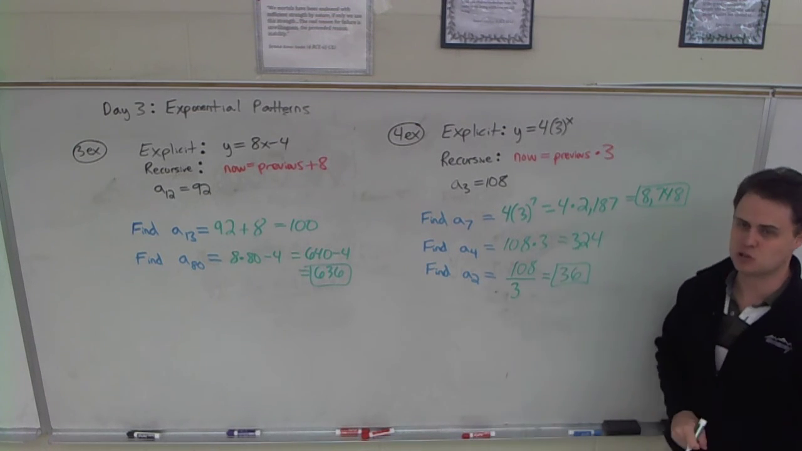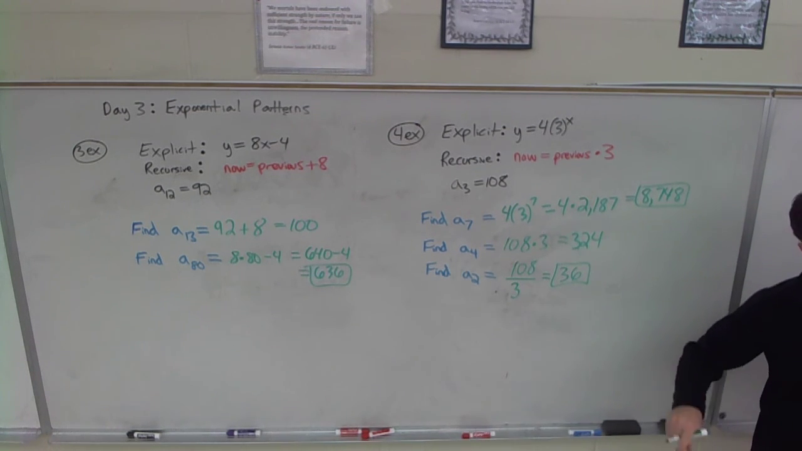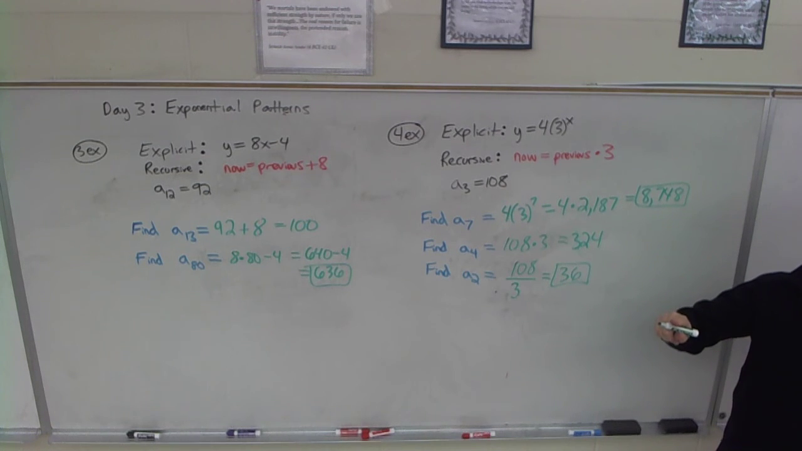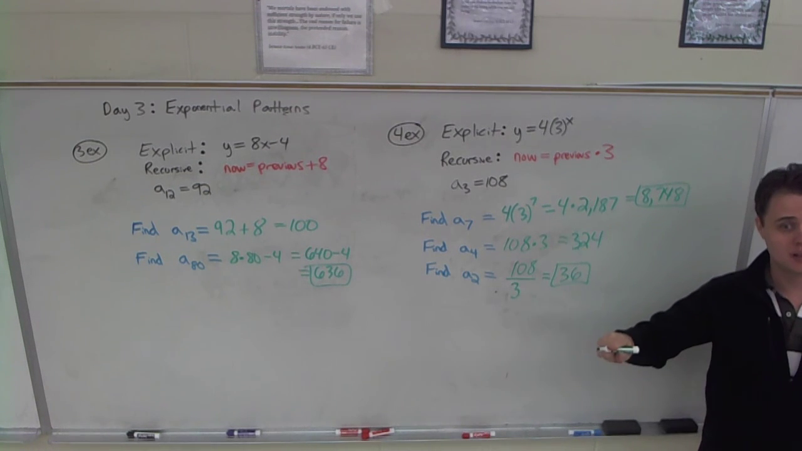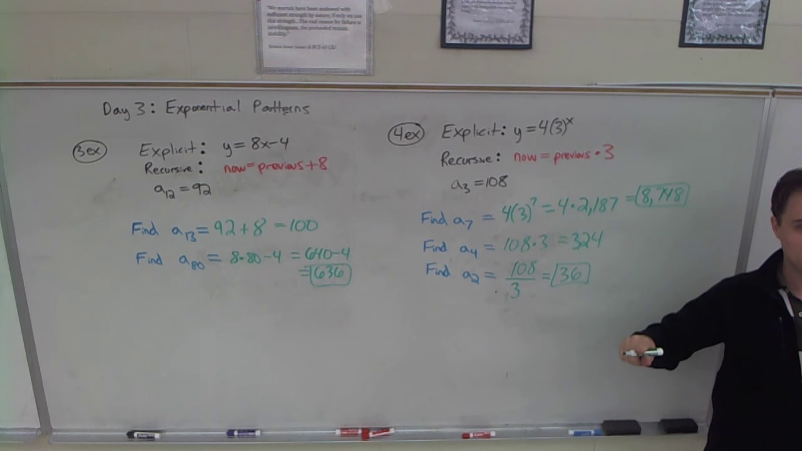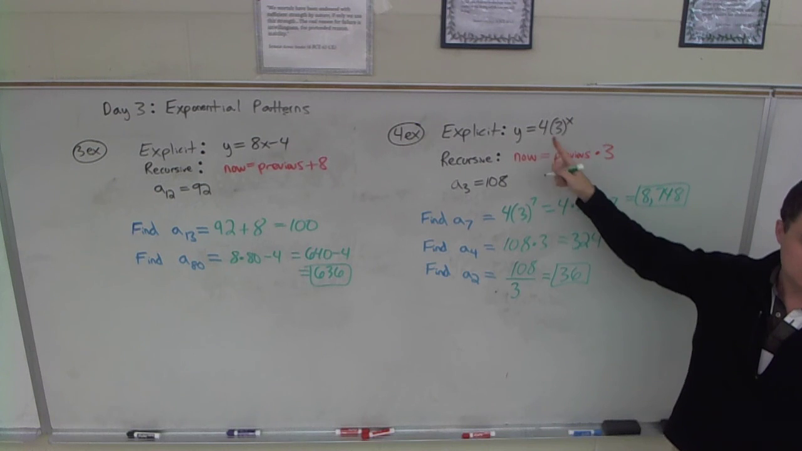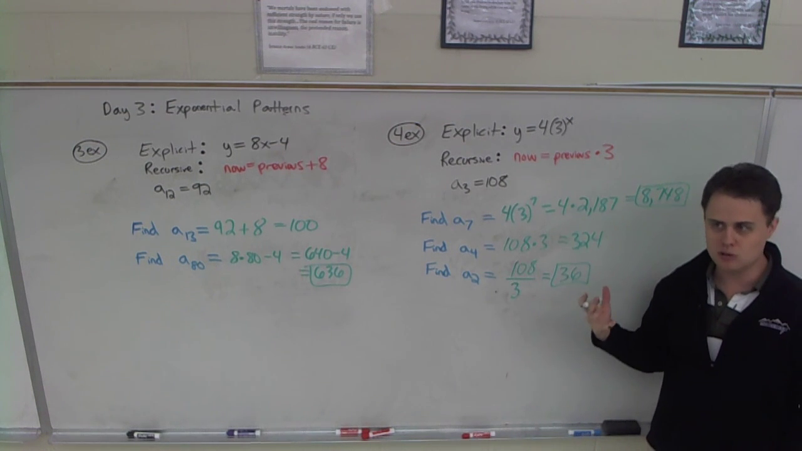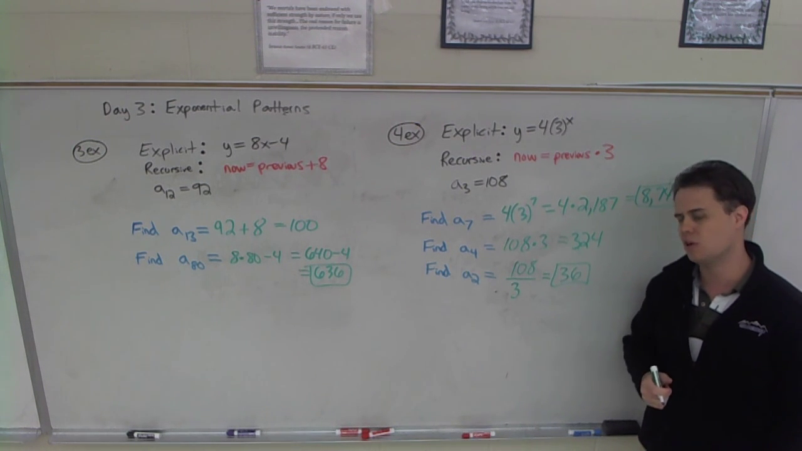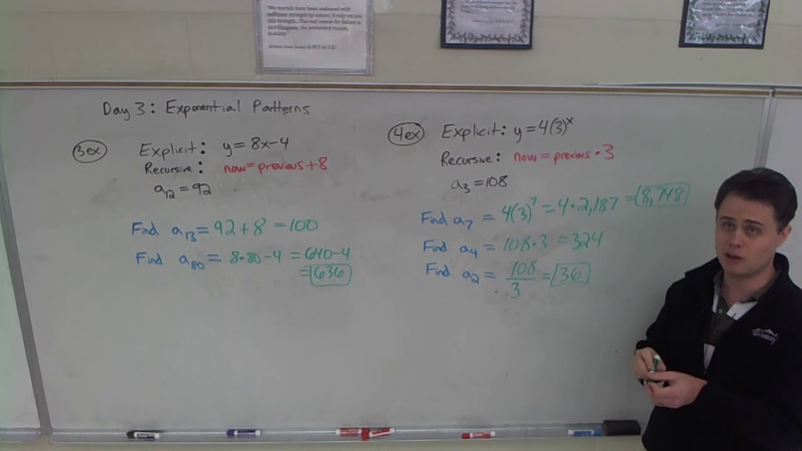If I asked you for the 1st term, divide again, and you'd get 12. If I asked you for the 0 term, you'd divide again, and 12 divided by 3 is 4. So this stuff all works together. The recursive, the explicit, it's all the same stuff. It's just different tools that you have.